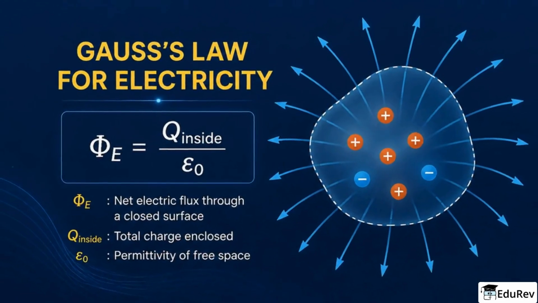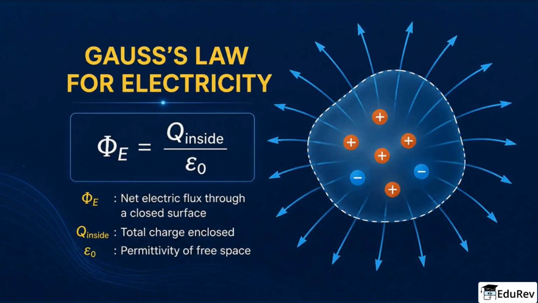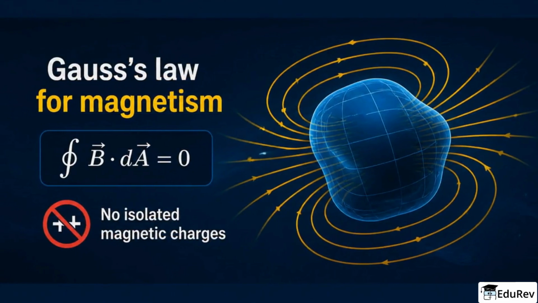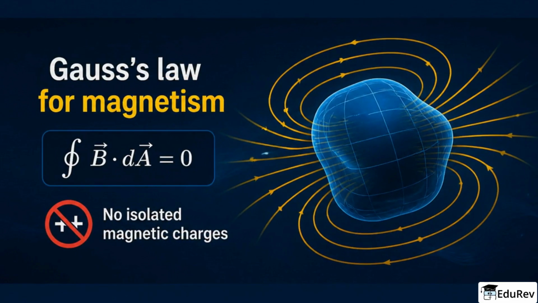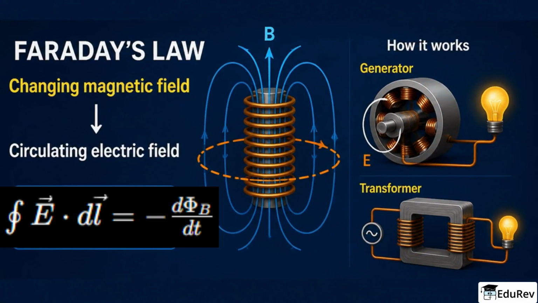First, Gauss's law for electricity says the net electric flux through a closed surface equals the total charge inside divided by epsilon naught, where epsilon naught is the permittivity of free space. Second, Gauss's law for magnetism says the net magnetic flux through a closed surface is zero, which means there are no isolated magnetic charges. Third, Faraday's law says a changing magnetic field makes a circulating electric field, and this is how generators and transformers work.